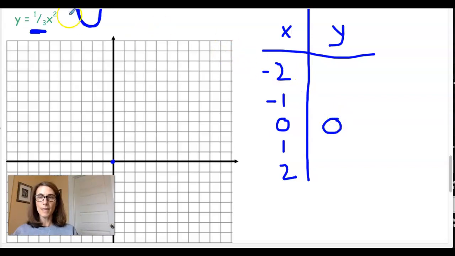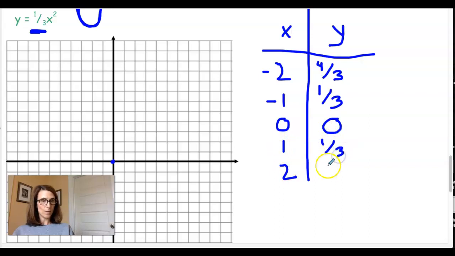So if we plug a negative 2 in for x, negative 2 squared is 4. 4 times 1/3 is 4/3. Plug a negative 1 in, negative 1 squared is 1 times 1/3, we get 1/3. And again, we know that even if we plug these positive numbers in, we're going to get the same y values that we got when we plugged the same negative values in. And that's what creates that mirror image.